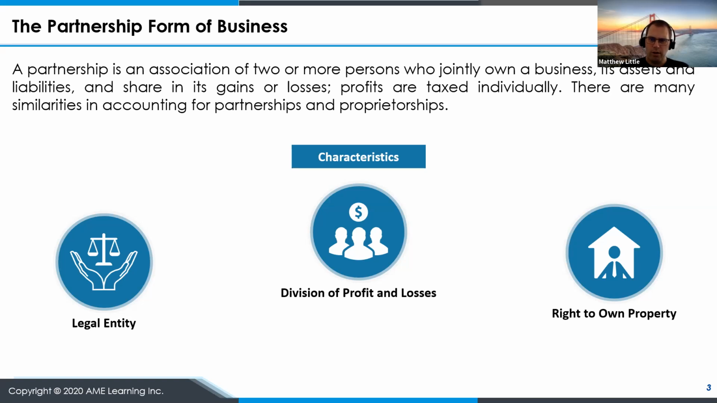There are many similarities between partnerships and sole proprietorships. So they are a legal entity. They divide profit and losses. If you're a sole proprietor, obviously it belongs to one person. And the partnership has the right to own property for operating that business.